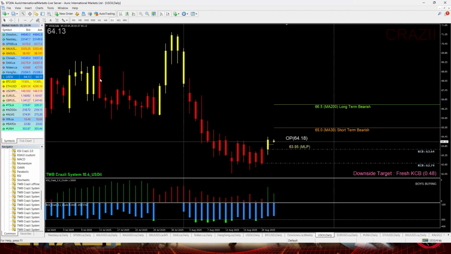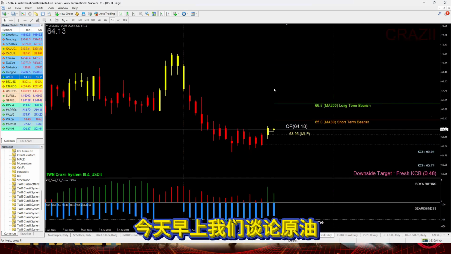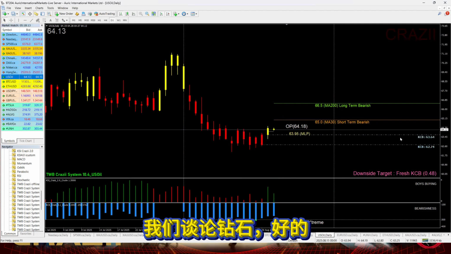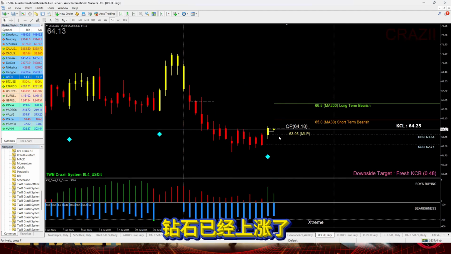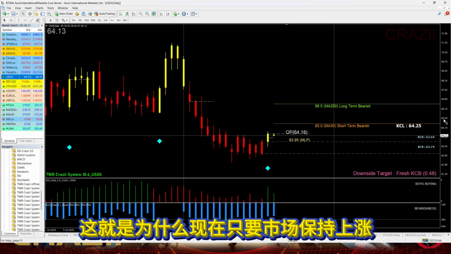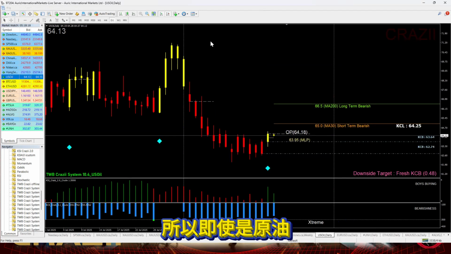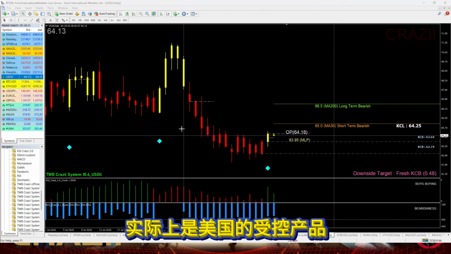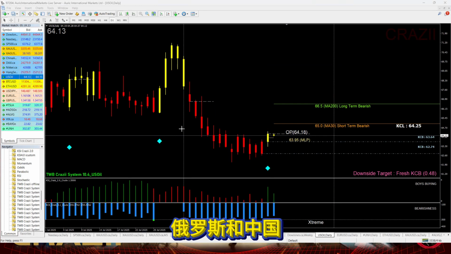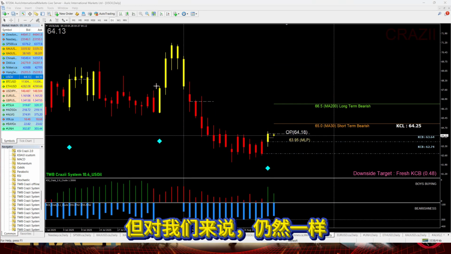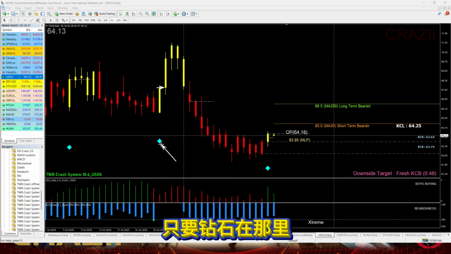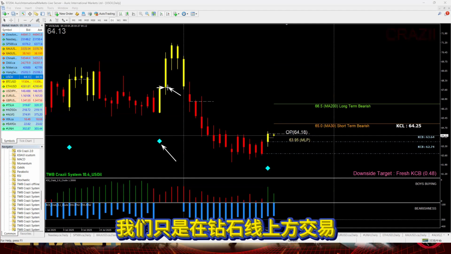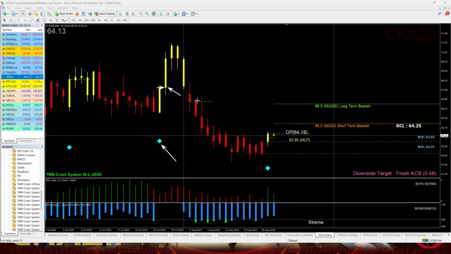Example, crude oil. This morning we talked about crude oil and the diamond. The diamond is up already. So as long as the market stays up, even though crude oil is a controlled product by the US, the Russians, the Chinese, to us it's the same thing. As long as the diamond is there, we just trade above the diamond line.